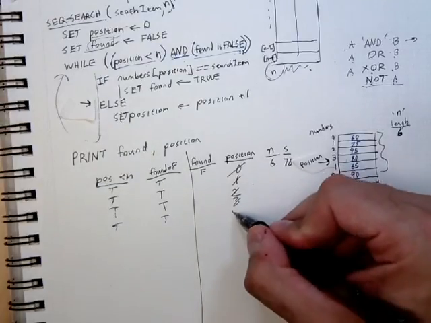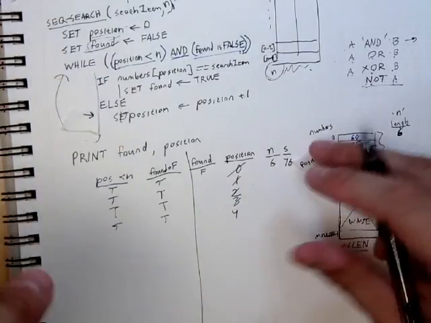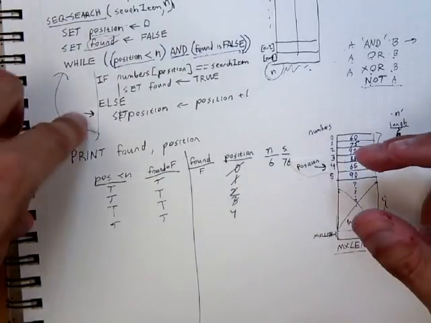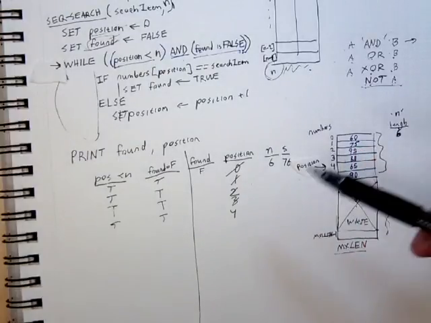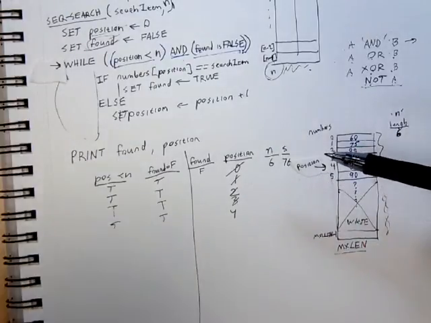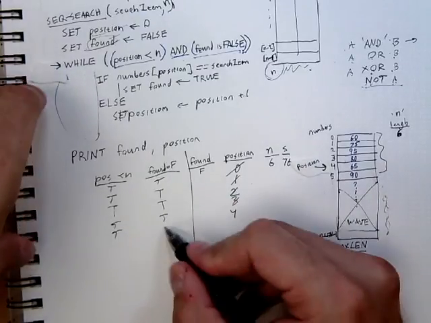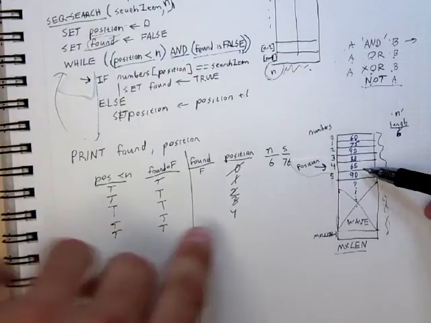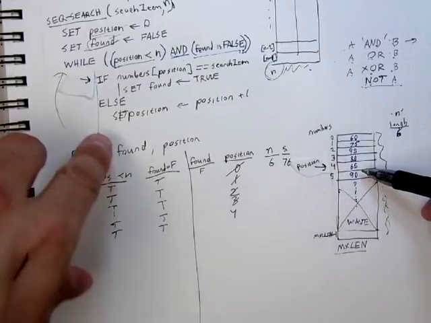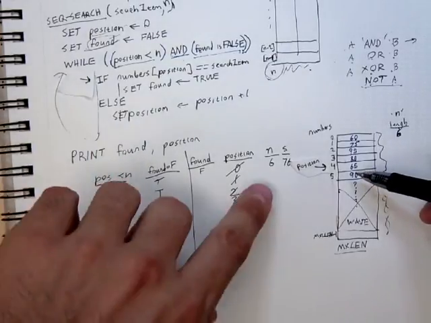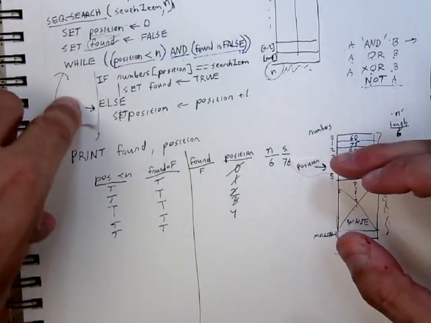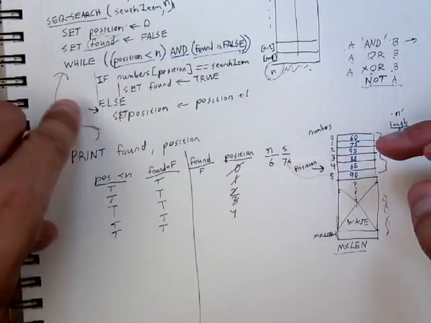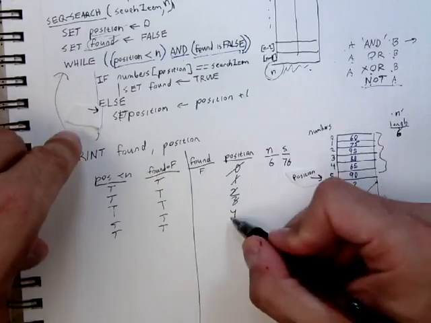I hope we see what's going to happen here. We set position equal to position plus 1. We come up here. Is 4 less than n? Yes. Is found false? That's also true. If numbers position, numbers 4, is equal to the search item, is that equal to 76? No, so we go down here to the else. We set position equal to position plus 1.